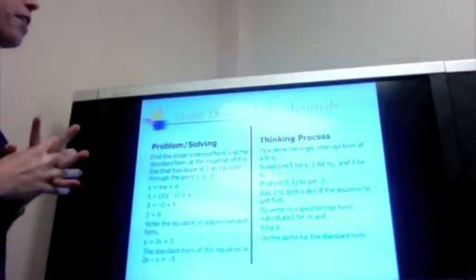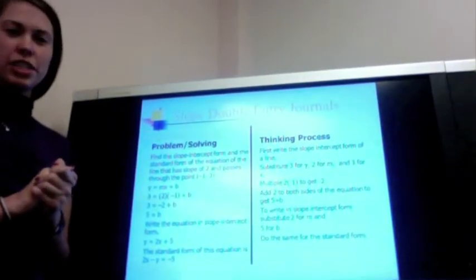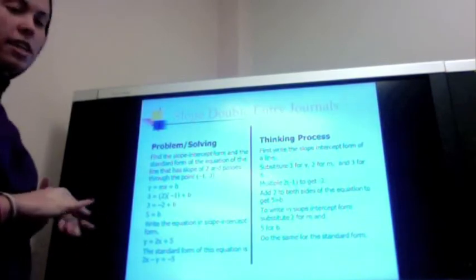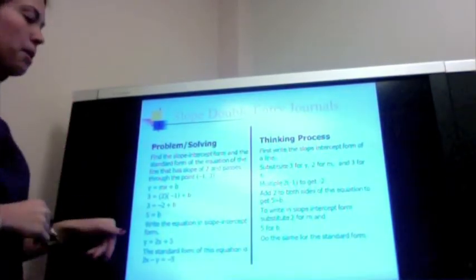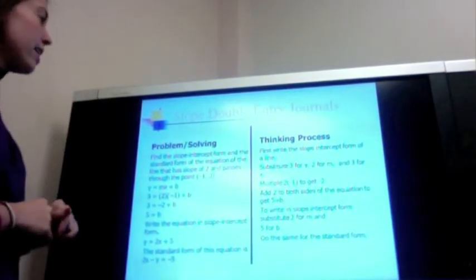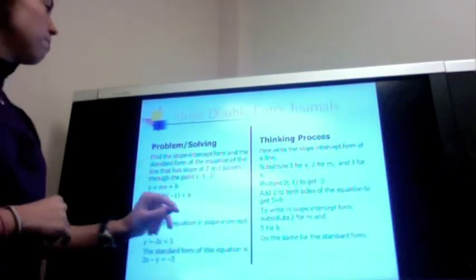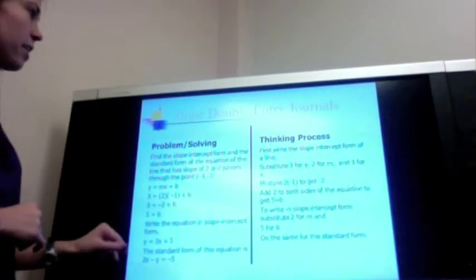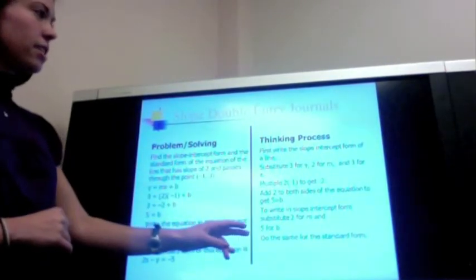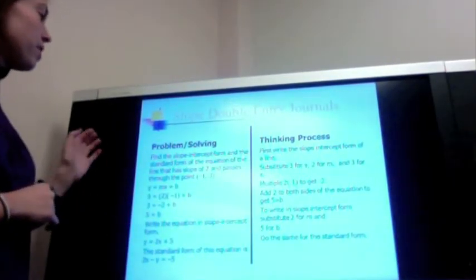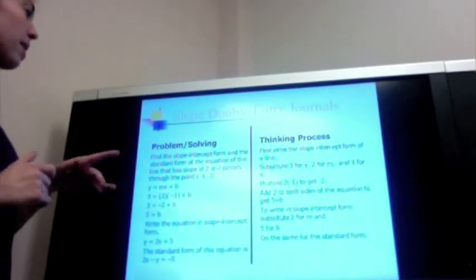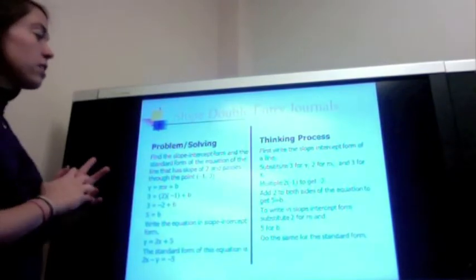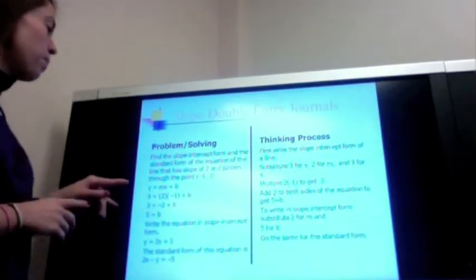Here's an example of a double entry journal reading strategy that I used in my classroom. I had a lesson plan on slope, and I made this PowerPoint for my students, and it broke up the two columns where students would be given a problem and then they'd solve, and then they also had their thinking process. So here the students had to find the slope intercept form and the standard form of the equation of a line that has a slope of 2 and passes through a given point.